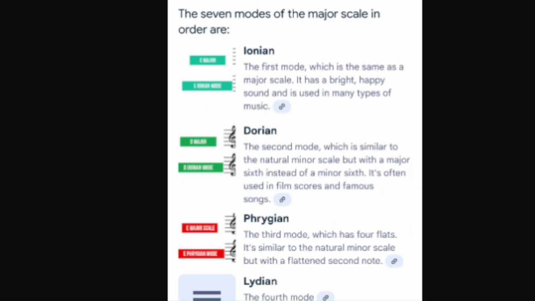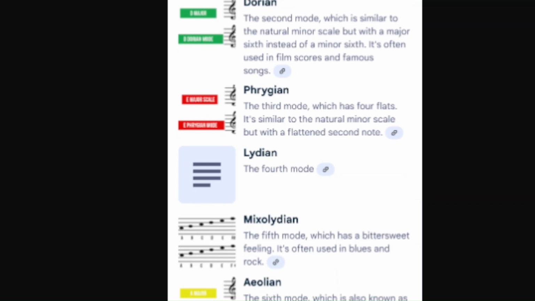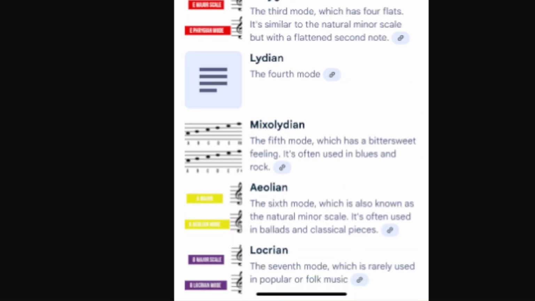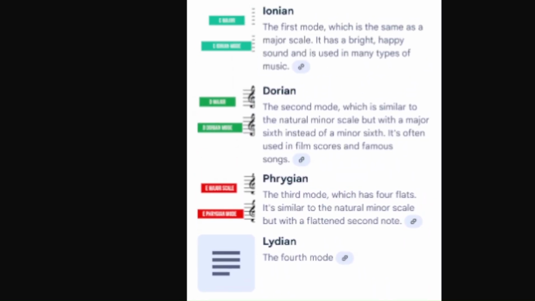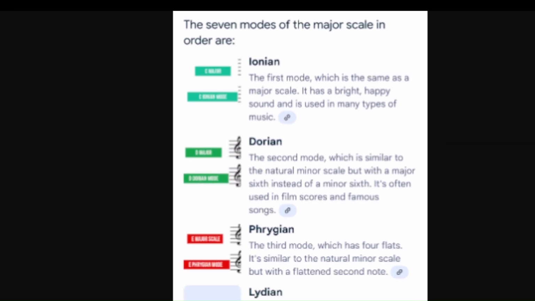The 7 modes of major scales in order are Ionian, Dorian, Phrygian, Mixolydian, Aeolian, and Locrian. These are the 7 modes, and this lesson will be describing and showing you how to play these modes.